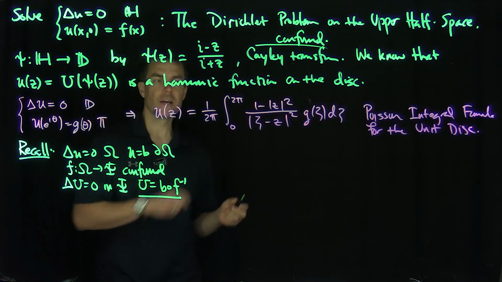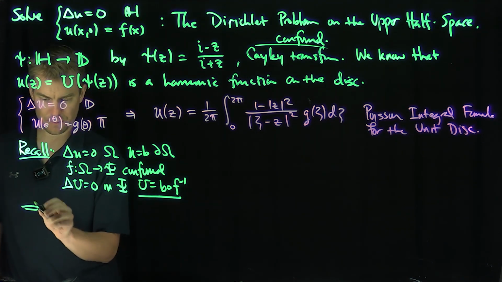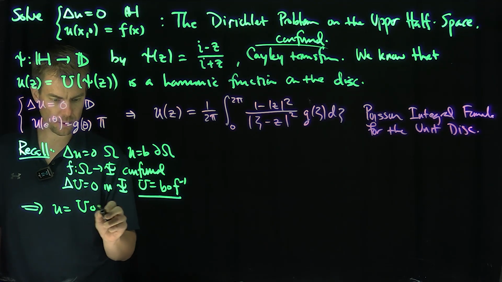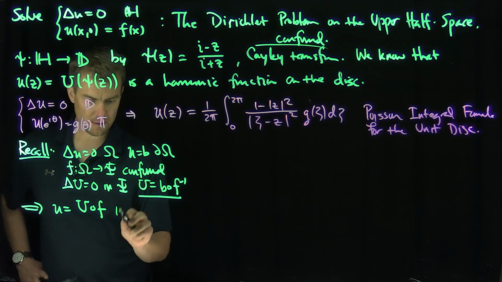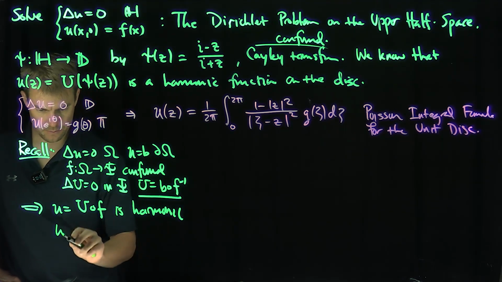So what's our boundary condition? Now I can update this information. This implies that u, which is going to be u capital composed with psi, is going to be what? Is harmonic, with the correct boundary conditions.